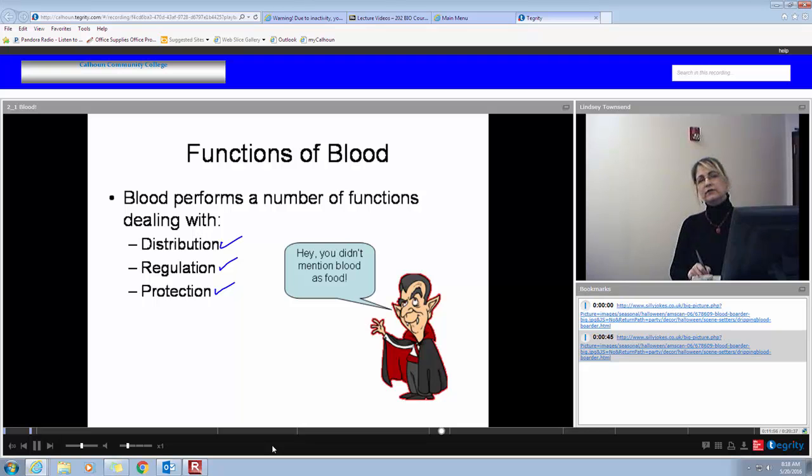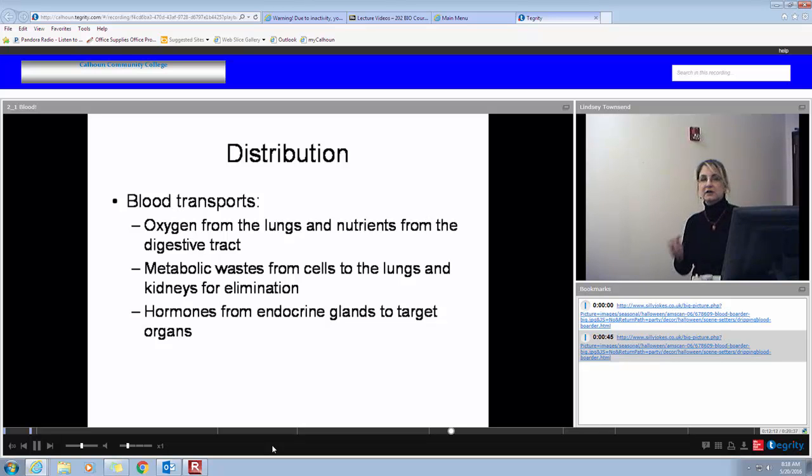Did you ever think of that? I bet if I ask you to, you could probably list a few of the things that would fit into each of these categories. And no, Drac, it's not food. All right, so let's talk about each one of these in a little more detail.